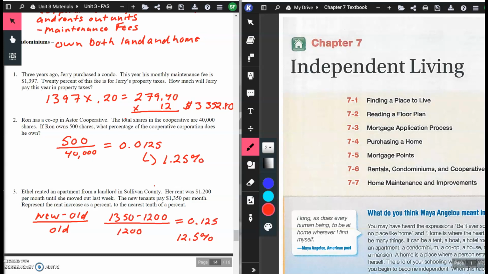Okay, so on the top you're going to get $150, divided by 1,200 gives you 0.125. Move it 2 places to the right to convert from a decimal to a percent. It gives you a 12.5% increase.